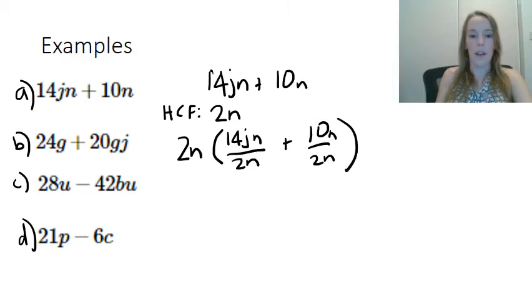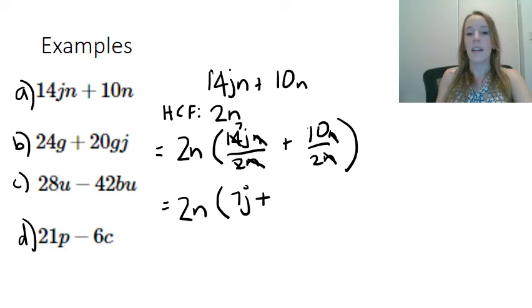Okay, so equals 2n is going to stay at the front. So the n's will cancel out here. 14 divided by 2 will give us 7. So we've got 7j plus, our n's are going to cancel out again. 10 divided by 2 is going to give us 5. So our answer will be 2n multiplied by 7j plus 5.